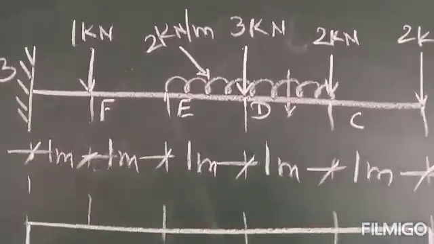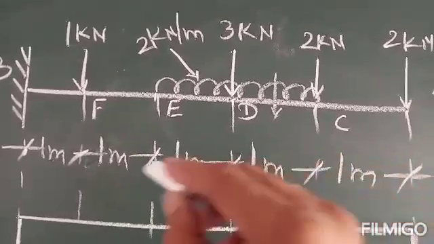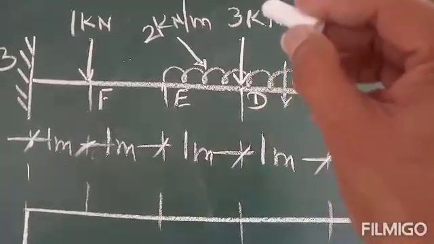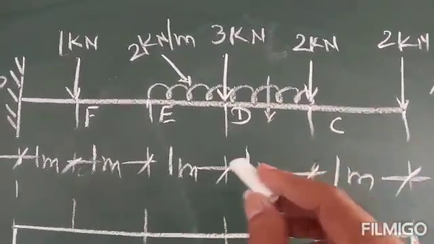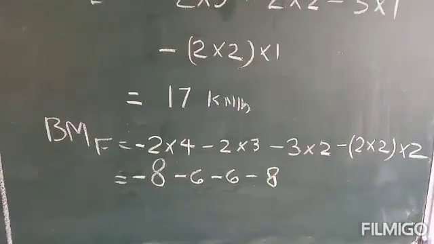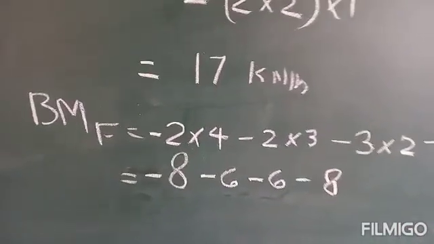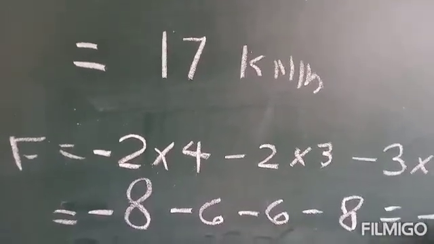Next, bending moment at point F. At point F, this -2 into a distance of 4 meter. Then again 2 into a distance of 3 meter. Then this force -3 into a distance of 2 meter. And for this UDL, 2 kilonewton at a distance of 2 meter, that is 4 kilonewton at the center point between D and E, 1 to 2 meter. So the bending moment about F comes to -28 kilonewton meter.